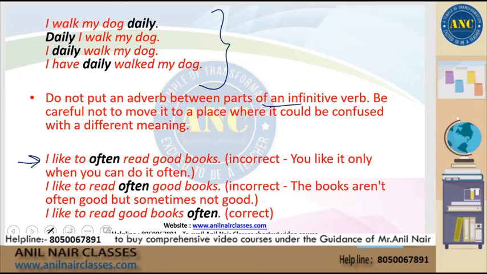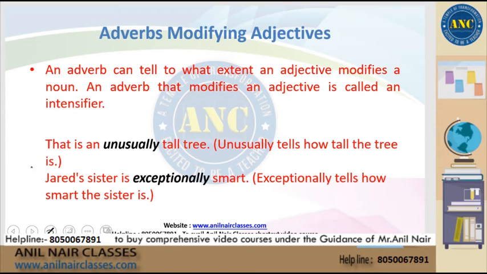I like to read often good books. That means books that are sometimes good. You would like to read such books. But when you say I like to read good books often, that means you like to read good books whenever possible for you; you always make sure you read good books. That's the correct way of saying it. Hence, never put adverbs in between an infinitive verb.